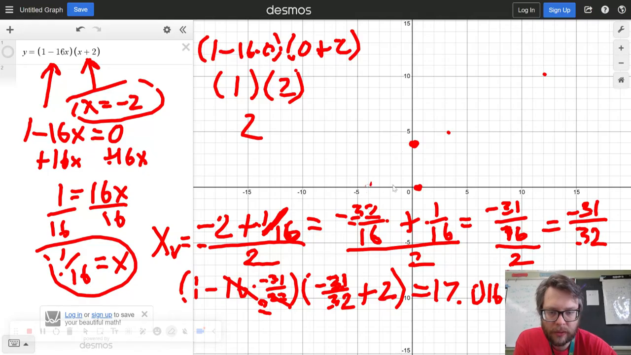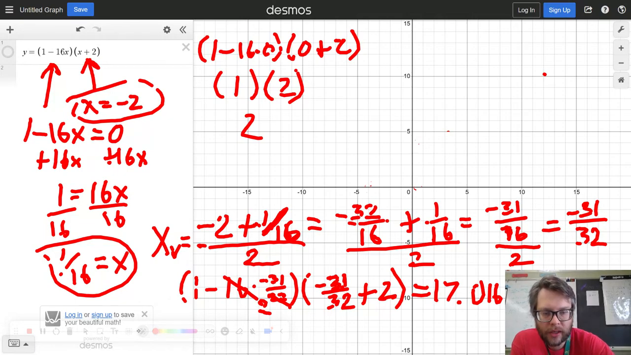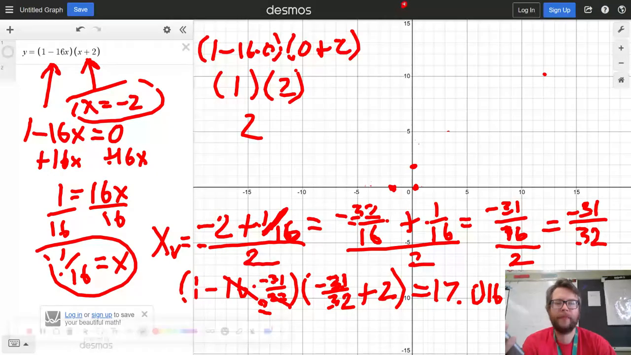So I'll need to zoom out a little bit for that. So let's make sure we move our dots to where they should be, because when I zoomed out, it moved stuff around a little bit on me. Okay, so -2 is now right here. 1/16 is right there. +2 is right there. And then the 17 is going to be right up about there. So let's see if we did it.